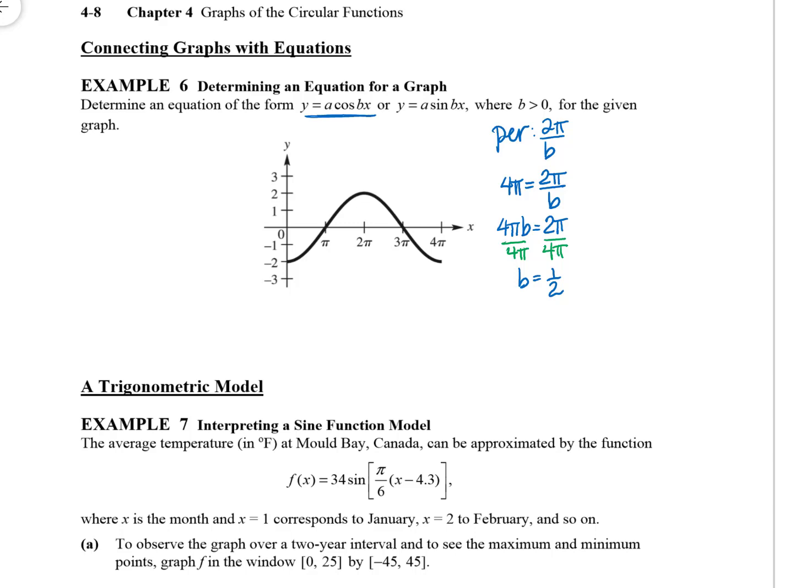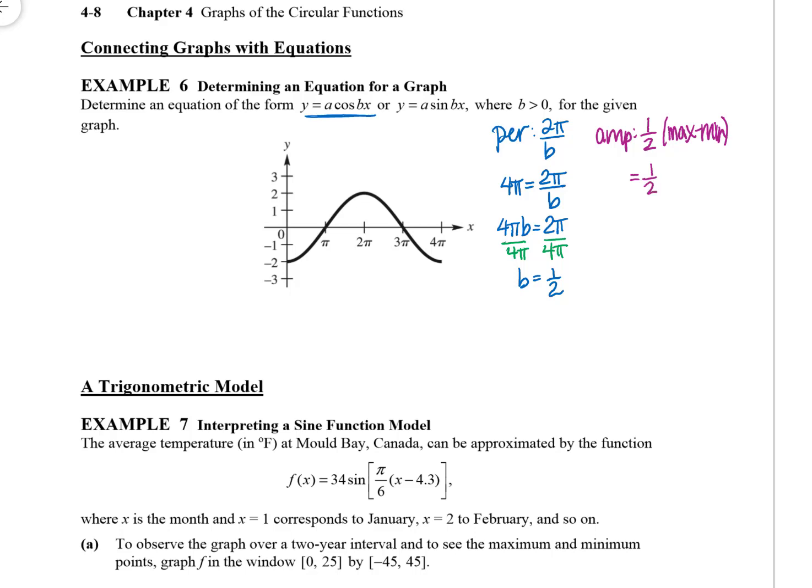And just looking at the graph, do you see how that's 2 units away from the middle to get to the maximum and to the minimum? We can also come up with the amplitude using an equation. The amplitude is 1/2 of the distance between the minimum and maximum. So I can just take the maximum minus the minimum.